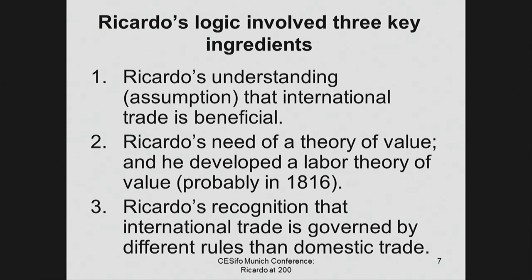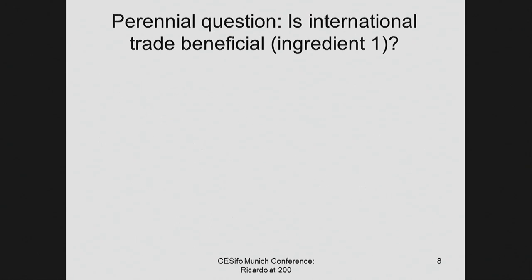Then he needed a theory of value. He developed a labor theory of value, and he probably did this in 1816, the year before he did the formulation. And then the third part is the recognition that international trade is governed by different rules than domestic trade.